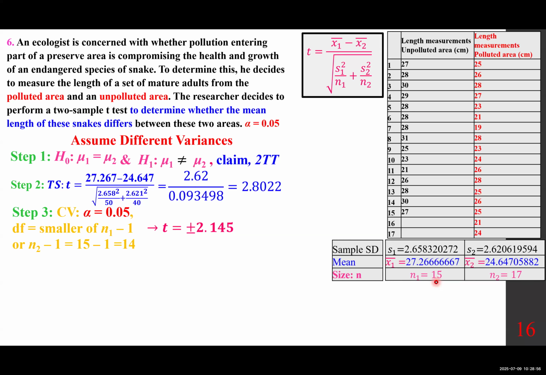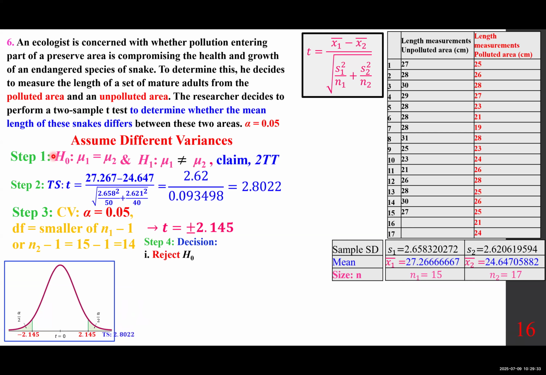To make a decision, we are going to go with the graph. The graph makes it easy to see. So you have the following. We have negative 2.145 here, positive 2.145 here as the critical value. Test statistic is 2.8022, larger than the positive value of that, way into the rejection region on the right side. So you write all of those. Because test statistic is way into the rejection region on the right side, reject H0.